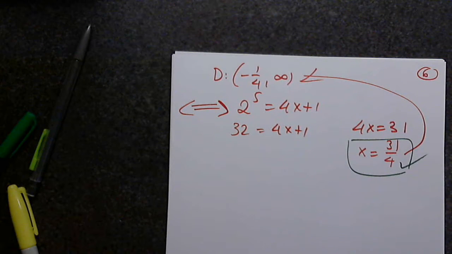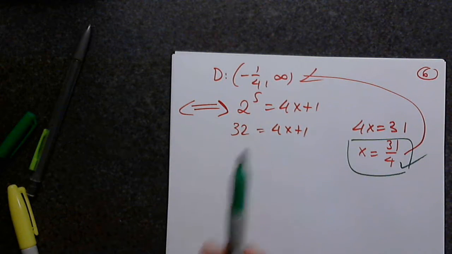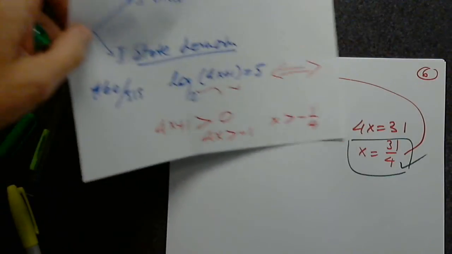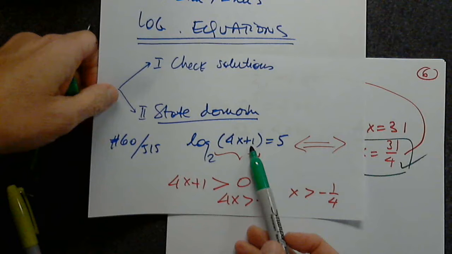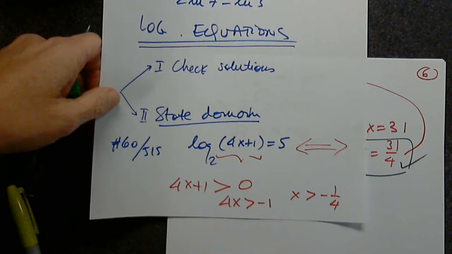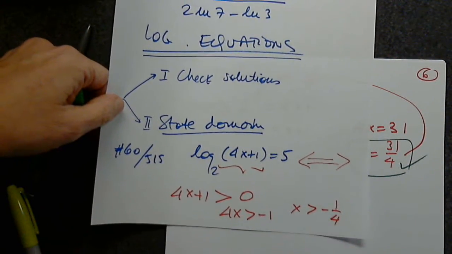So how do you know if to check? You must check if you don't state the domain. But the only way to really check is with the calculator? Not necessarily. In this particular example, it's not going to be difficult. 31 over 4 times 4 is 31. 31 plus 1 is 32. 2 to the 5th is 32. In other situations, it will be more difficult, but in this particular one, it's not.